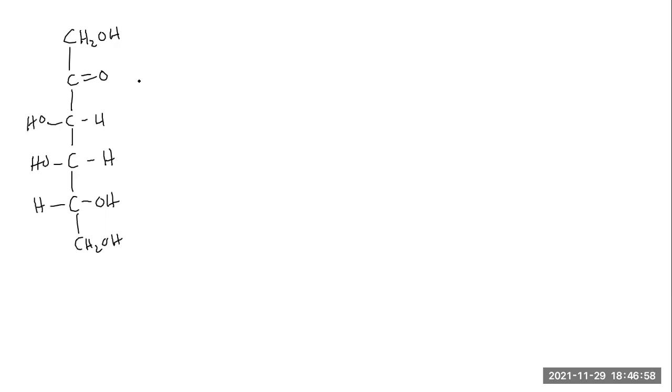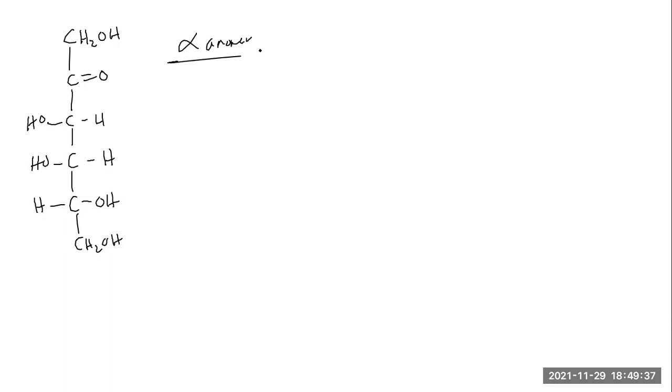All right, since we just did beta, why don't we do the alpha anomer? So why don't you draw the alpha anomer of this guy? Turn it into a ring structure and see what you come up with. And then we'll take a look at it. Okay, so let's take a look.